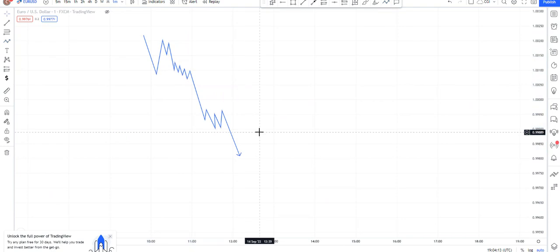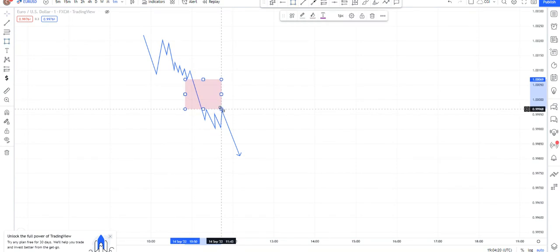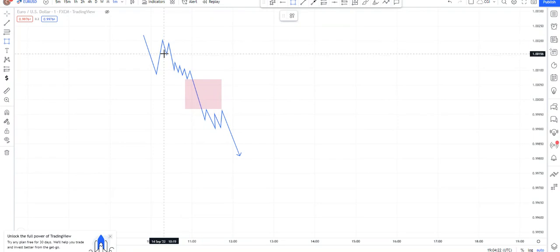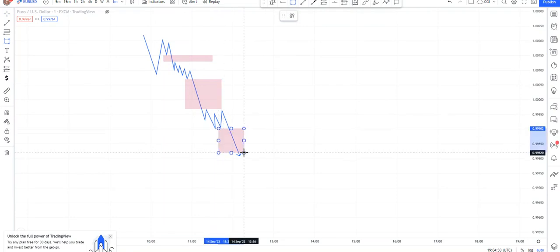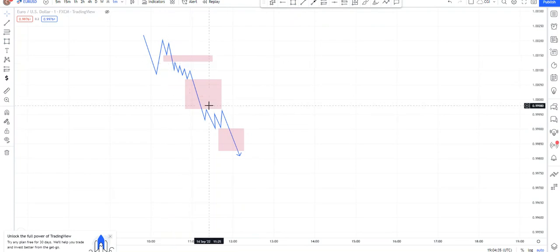So now, what most of you do is that you mark out this imbalance, and you mark out this imbalance as well. Now, this is not the right way to do it. Yes, all the imbalances are useful, but they are not useful at the same time. The most useful imbalance is the most recent one.